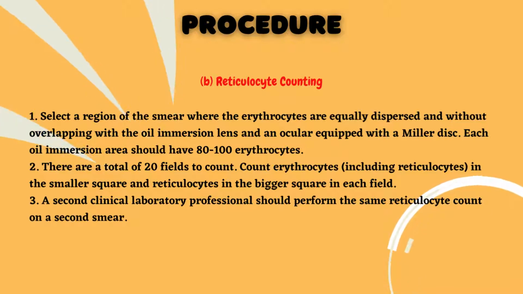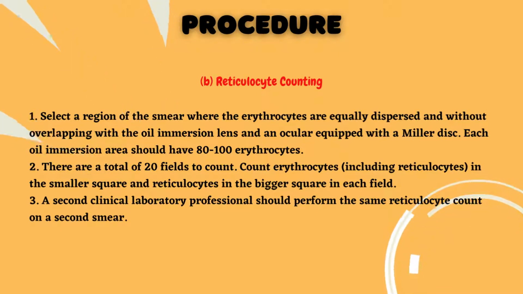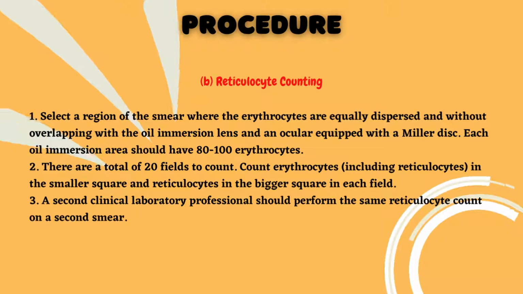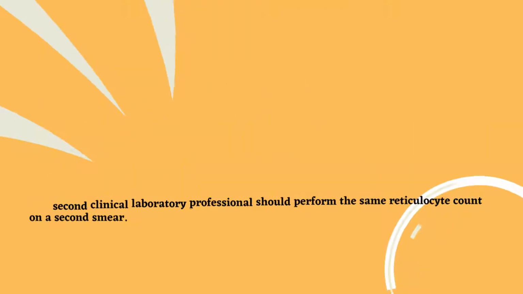Next, there are a total of 20 fields to count. Count erythrocytes including the reticulocytes in the smallest square and reticulocytes in the biggest square in each field. A second clinical laboratory professional should perform the same reticulocyte count on a second smear.